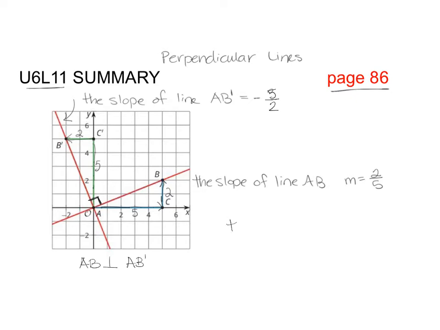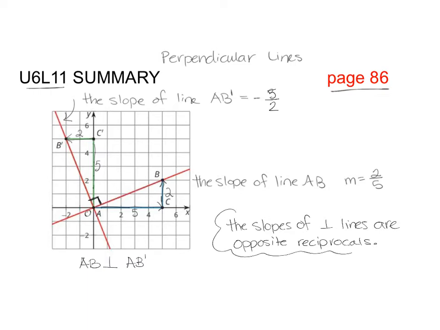So the slopes of perpendicular lines are opposite reciprocals, whereas the slopes of parallel lines we learned last week in lesson 10 were the same. So let's take just a quick look at a couple examples.